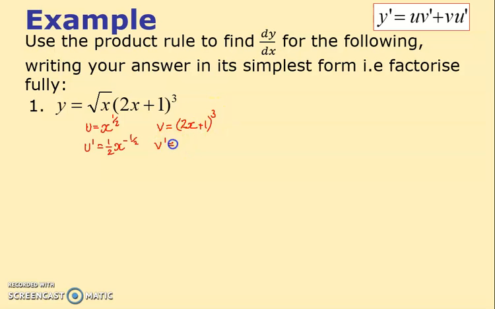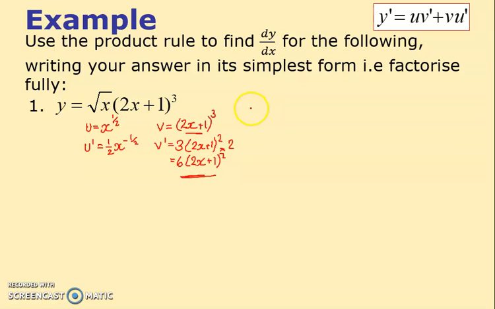This is like a chain rule question again. 3 comes to the front. Drop down the power. But don't forget to times by the differential of the bracket, which is 2, which is 6 lots of 2x plus 1 squared. Now when you get these things where you can see they're very similar, you probably will be able to simplify something along the way.